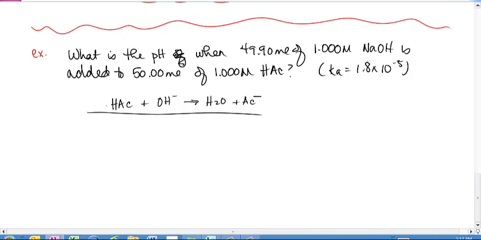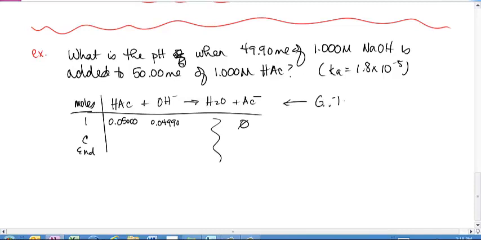And as you recall, we would do a moles ICE table to figure out what was left so we could figure out the equilibrium. We're going to do the same thing. We're just repeating this. We've done this before. So we had 0.05000, and then if we find the moles of this, it was 0.04990. Water we don't care about, and we didn't start with any acetate ion. This is acid plus base, so this goes to completion. You can see right now we're going to run out of OH minus.